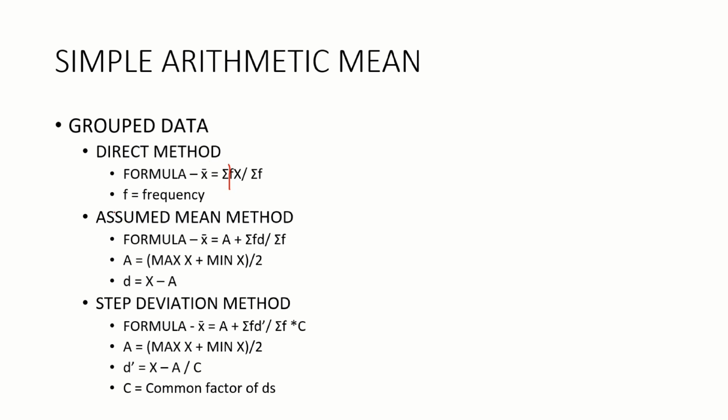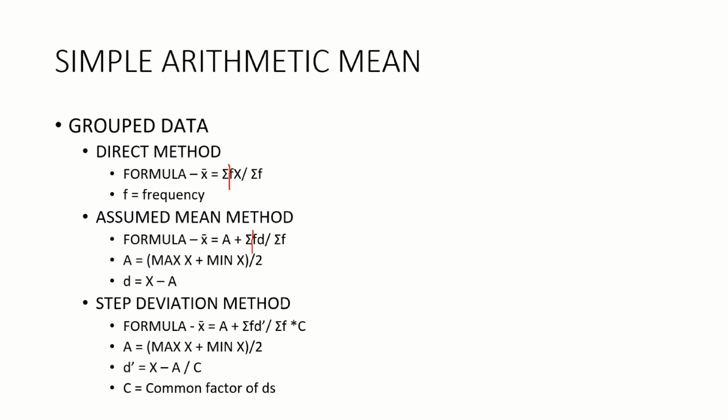But what about the assumed mean method? Well, in the assumed mean method, assumed mean equals the maximum value plus the minimum value divided by 2, obviously, and the deviation for each value equals the value minus the assumed mean. So here we say that the arithmetic mean equals the assumed mean plus the sum of all frequencies multiplied by deviations divided by sum of all frequencies.